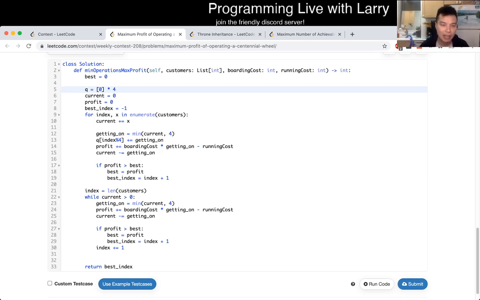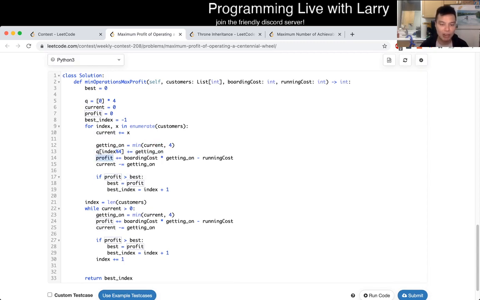So the idea is that current is the number of people in the queue waiting to play this wheel. Getting on is at most 4 people, so we take the min of 4 and current, and everyone else is still in the queue. I did this thing, it's not necessary, because I thought it might be. Then the current running profit is just the boarding cost times the number of people getting on, minus the running cost for spinning it once. And then for the current people, we subtract the getting on.